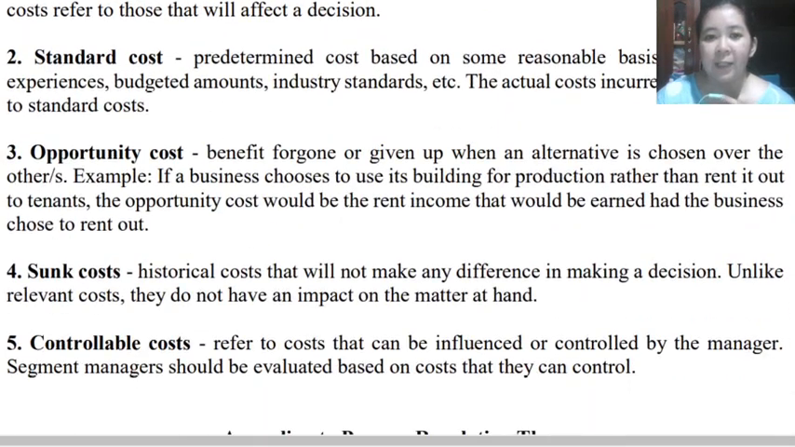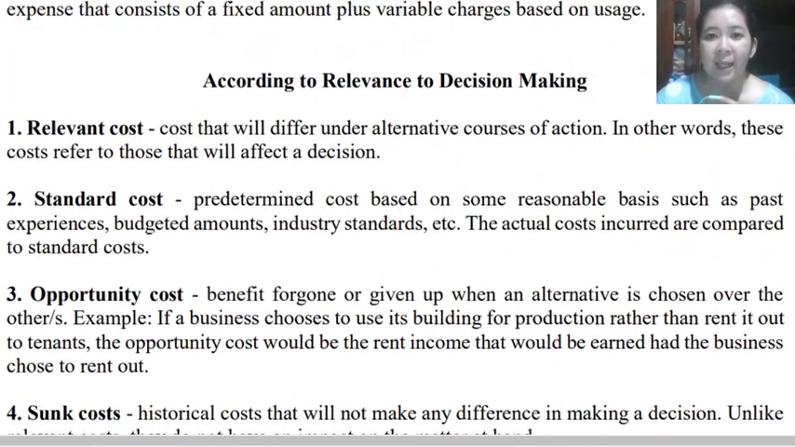Okay, so we will proceed with the next classification. This time, it is according to the relevance to the decision making. Here we have what we call relevant cost. What are relevant costs? Relevant costs are costs that will differ or change under the alternative courses of action. In other words, these are costs which refer to those that will affect a decision.